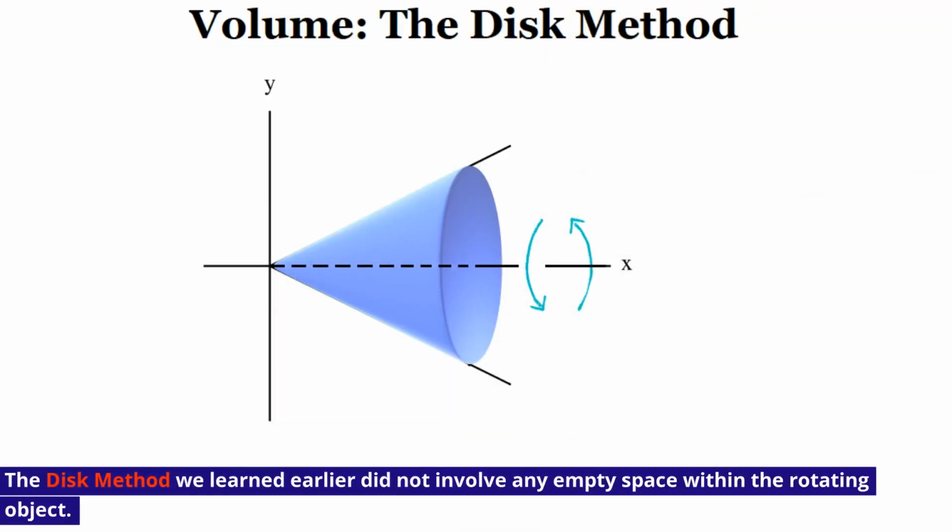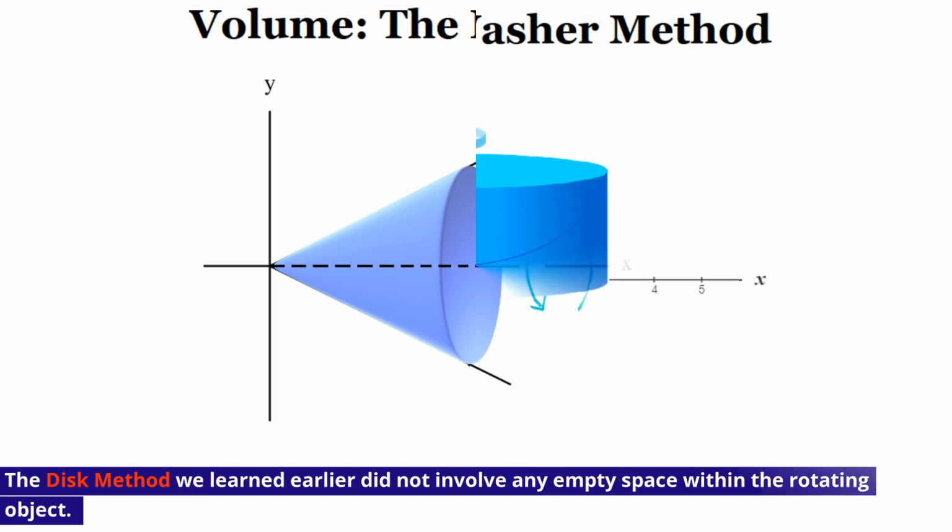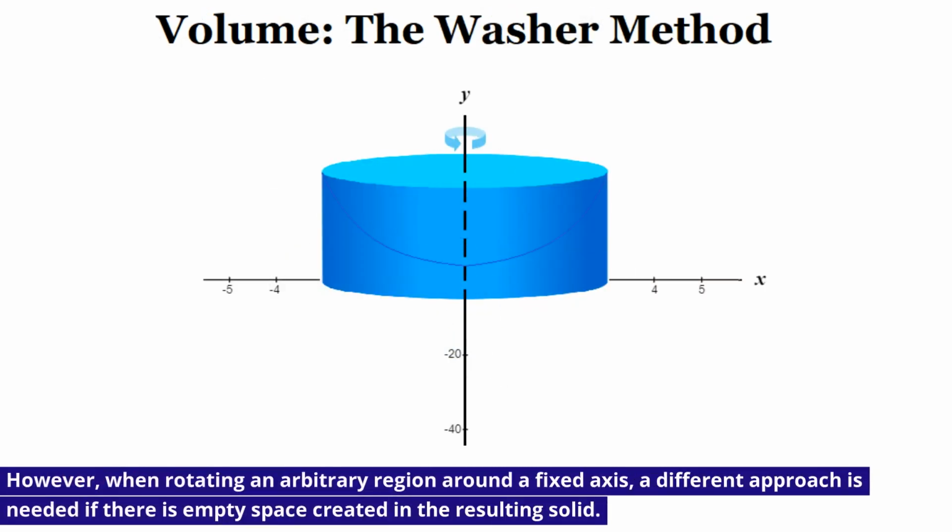The disk method we learned earlier did not involve any empty space within the rotating object. However, when rotating an arbitrary region around a fixed axis, a different approach is needed if there is empty space created in the resulting solid.